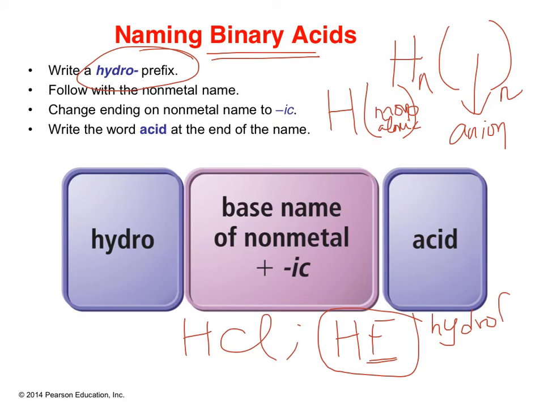So if you were to name this acid, for instance, this would be hydro, then the non-metal name, fluor, and end the non-metal name with ic, so fluoric acid. So the name of this acid would be hydrofluoric acid.